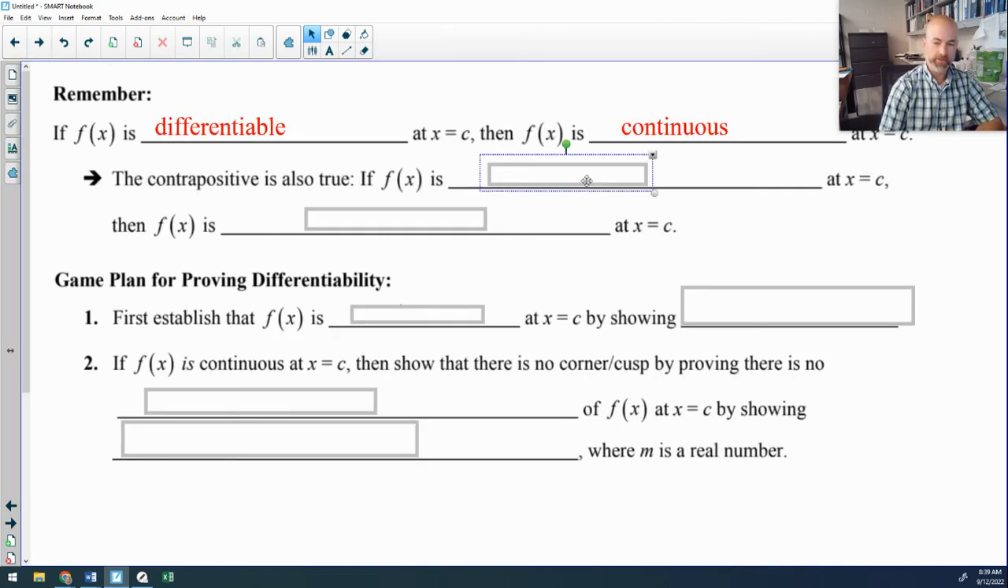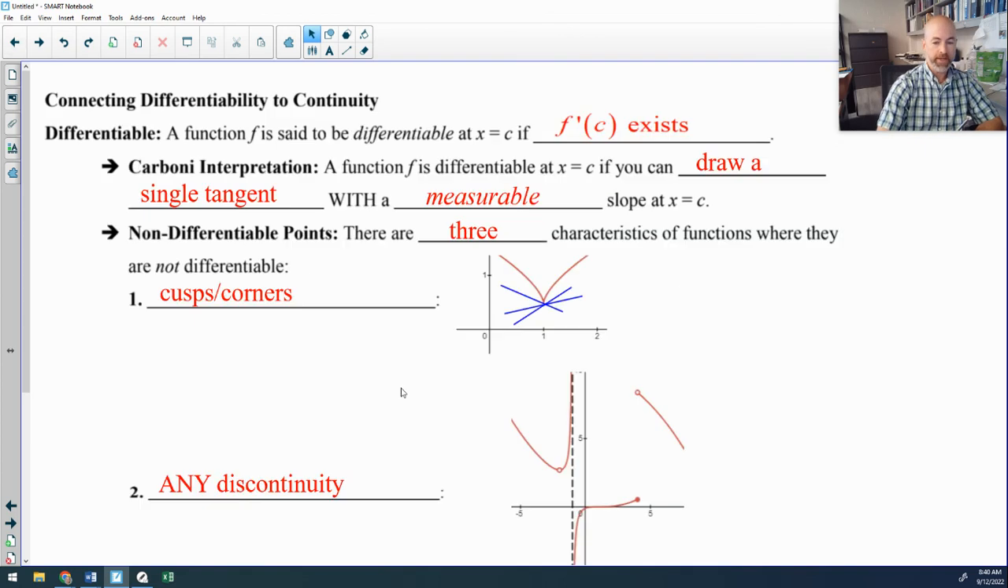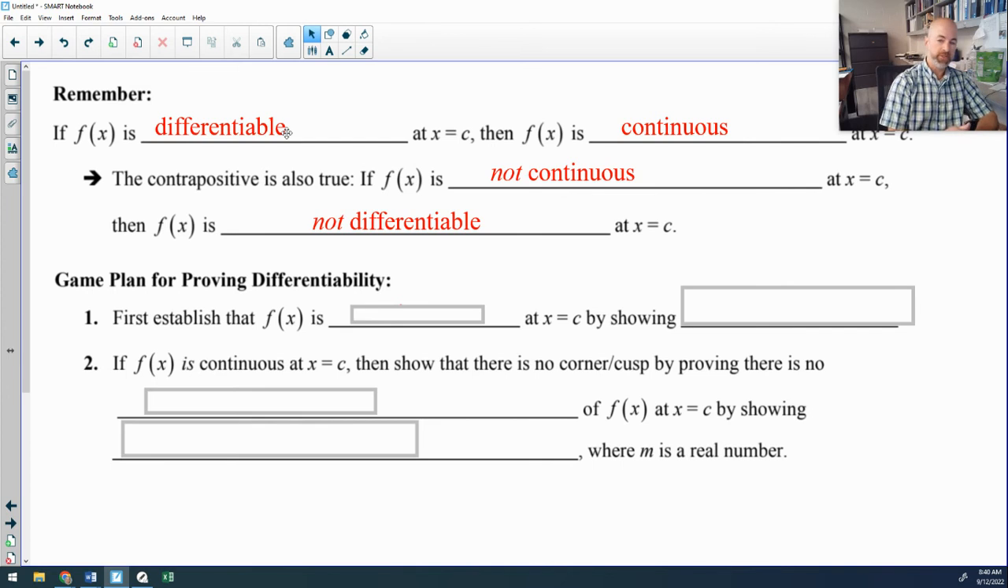The contrapositive is if your function is not continuous, in other words, you have a discontinuity, then you are automatically not differentiable. And again, going back to the visual, that's describing this section right here on number 2. Any discontinuity automatically means not differentiable. So if a function is differentiable, it is continuous. If a function is not continuous, then it's automatically not differentiable at that point.